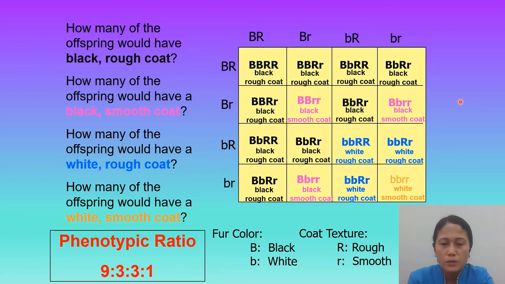1, 2, and 3. What did I say? 9. It has to be 3 black smooth coat. And then 3 white rough coat. So 1, 2, 3, and then 1 white smooth coat here. So we have this phenotypic ratio.